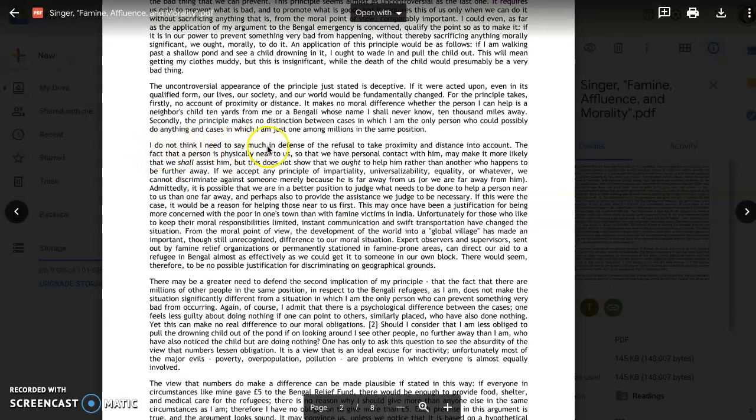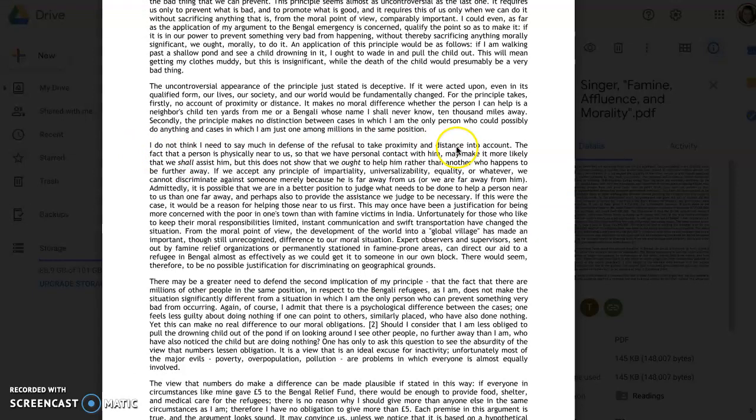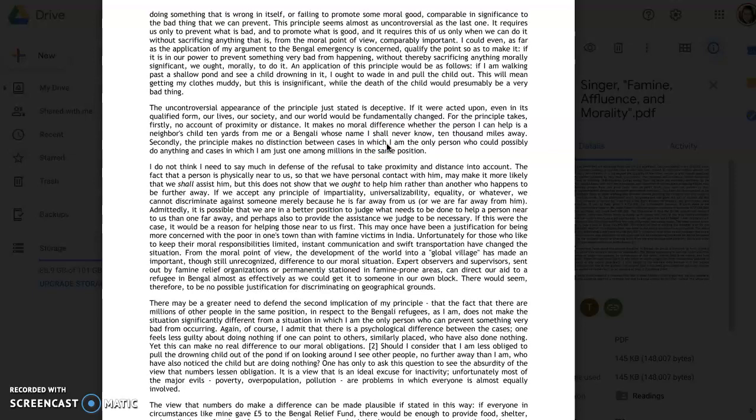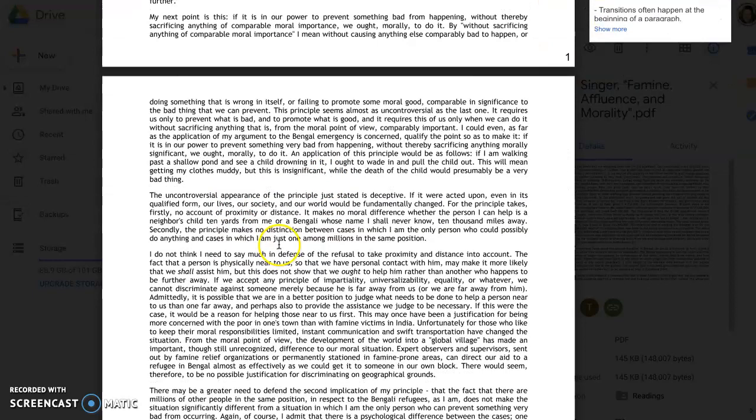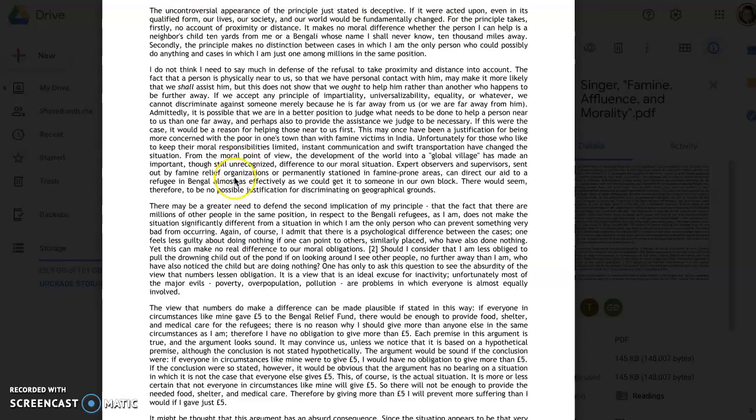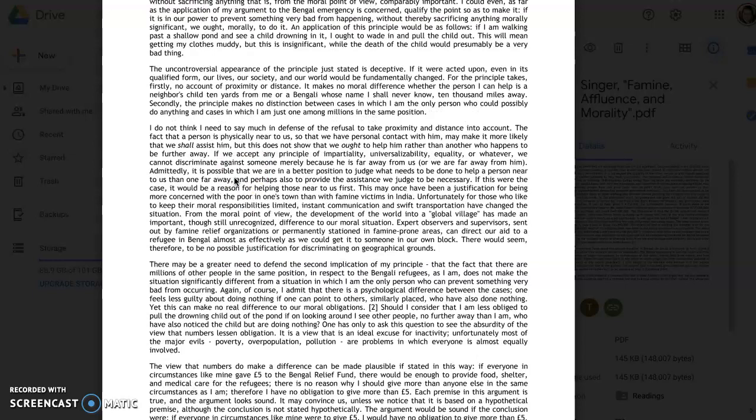"I do not think I need to say much in defense of the refusal to take proximity and distance." Presumably, proximity and distance were mentioned in the paragraph above. So I'm kind of sensing a section break, maybe, I'm not sure. So I've got a main claim introduced in the introduction, a premise, talking about the premise. Now I don't need to say much in defense of something that is related to that premise. So maybe this is sort of a section of argument for the premise, but I'm still talking about essentially the 2 premises in the argument.